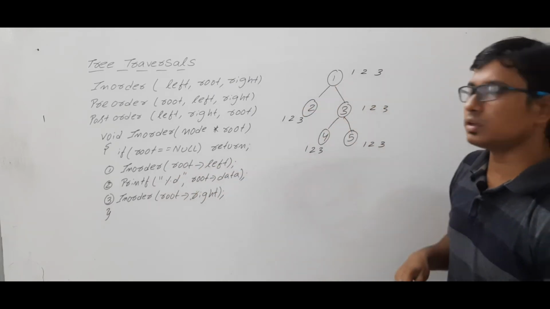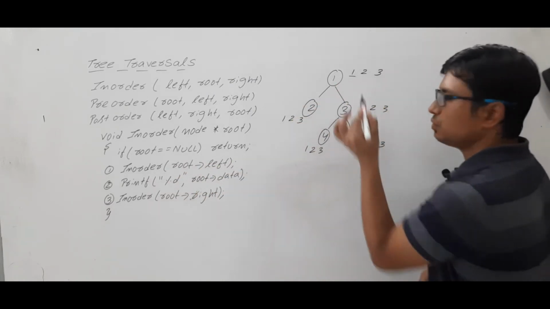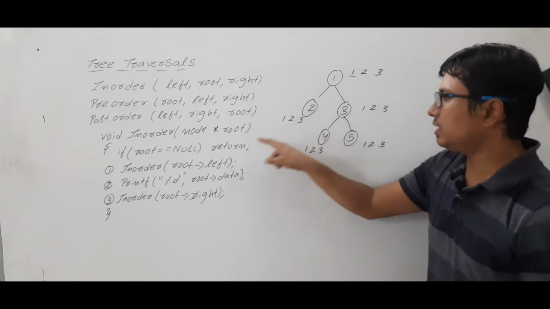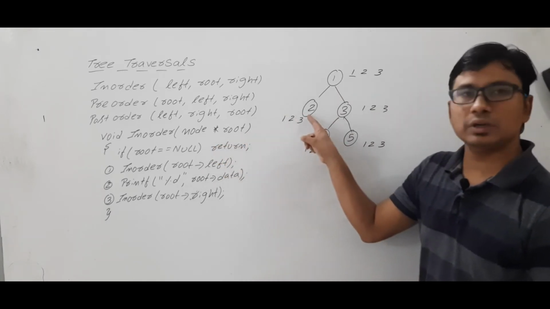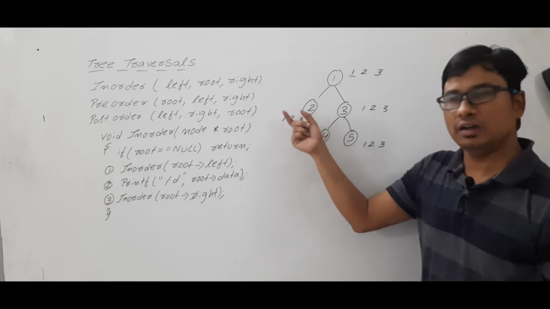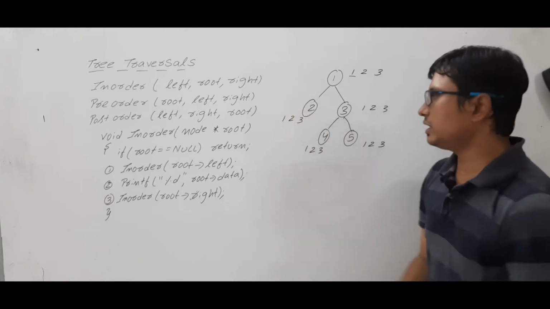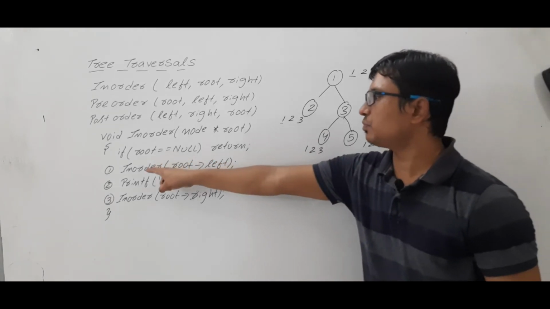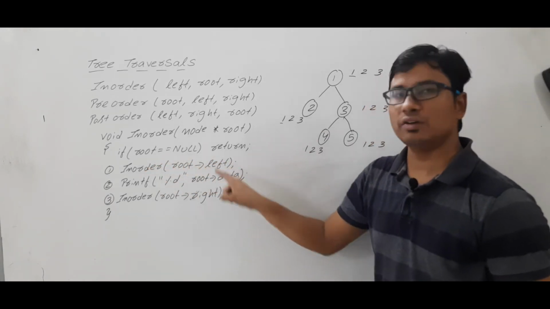So you will go to this one. So you executed the step 1. Now you come here and again you check root is equal to null. No, it is having the value. Okay, so you will again check the step 1. What is the step 1? In order root of left.